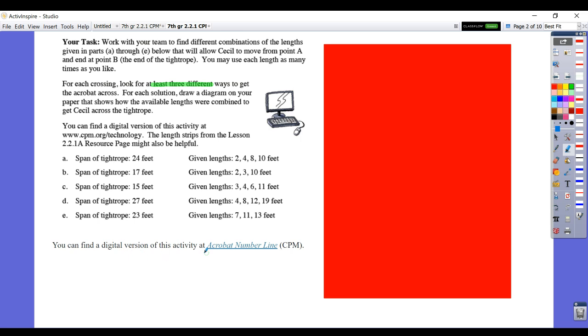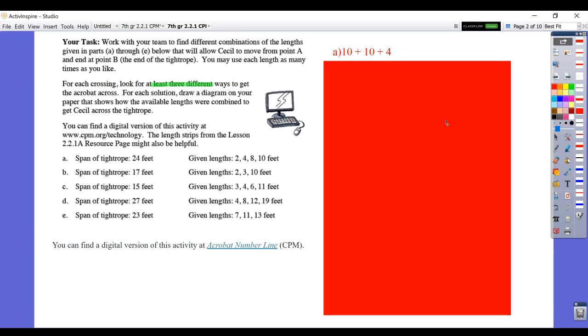There is a digital version of this activity on your ebook. So if you go to your ebook, section 2.2.1, you click on the Acrobat number line, it will show you a digital version, which may prove to be helpful. So I will simply go through a couple of these examples with you. As you look at part A, you'd probably think that's fairly easy. I'm going to use those lengths. It shouldn't be too difficult to get to a length of 24 feet.